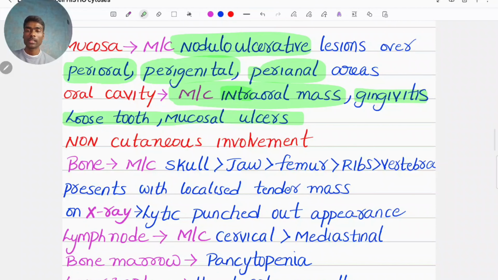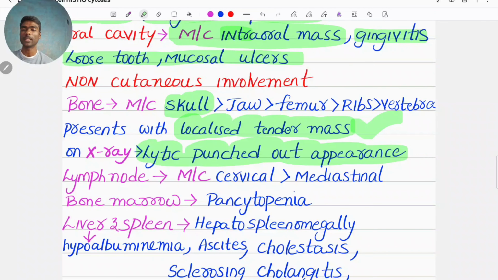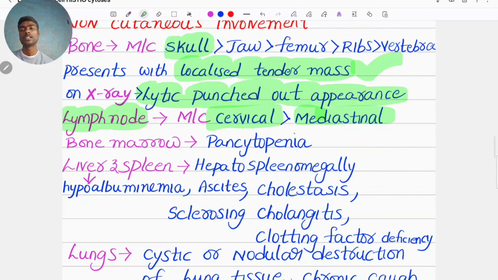Now, non-cutaneous involvement. Bone is the most common organ, as I already told. In bones, the most commonly affected is the skull. Patients present with a localized tender mass. If we take an X-ray of this mass, bones will reveal a lytic punched-out appearance. Lymph nodes: the most common lymph node affected is cervical. Then mediastinal. If mediastinal lymph nodes get affected, it will lead to asthma-like features. If bone marrow gets affected, it will lead to pancytopenia.